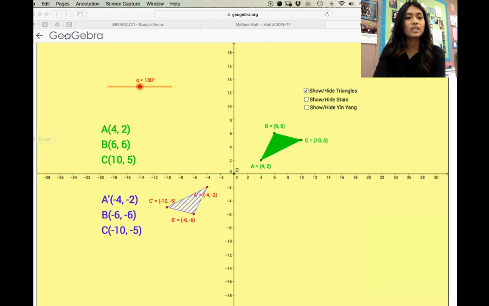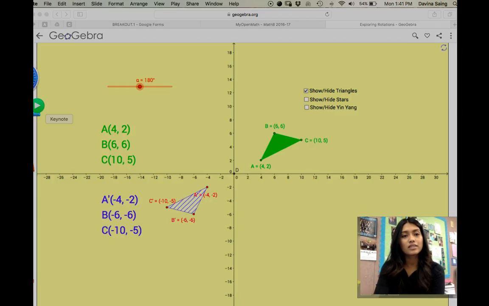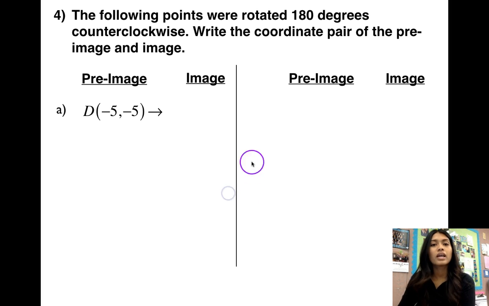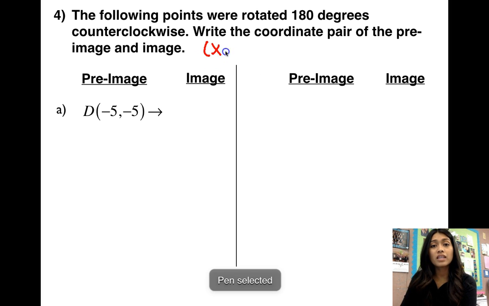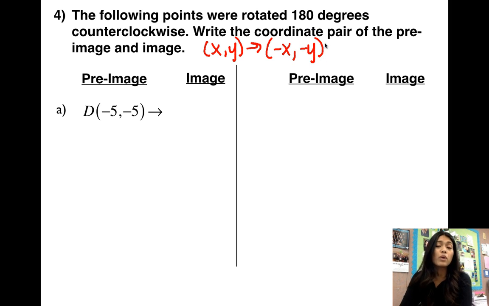So going back to the lesson, here now it says the following points were rotated 180 degrees counterclockwise. Write the coordinate pair of the pre-image and image. So all that we're really going to do is take the opposite of the x value to make the new x, and then take the opposite of the y value to give you our new y value.